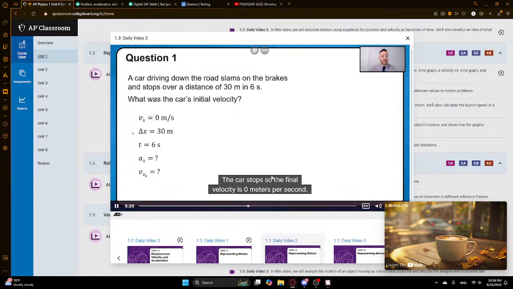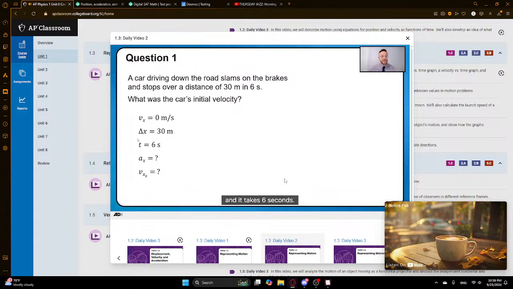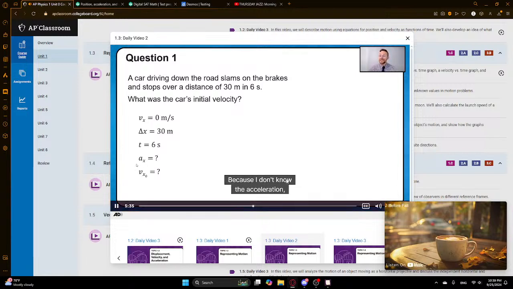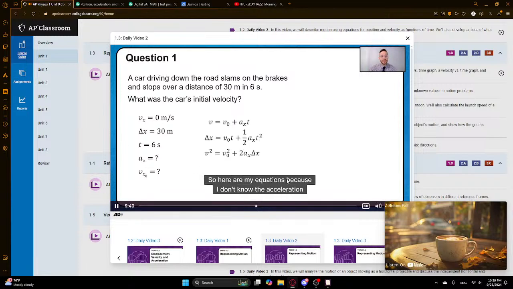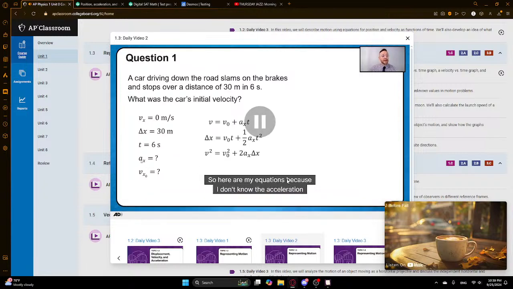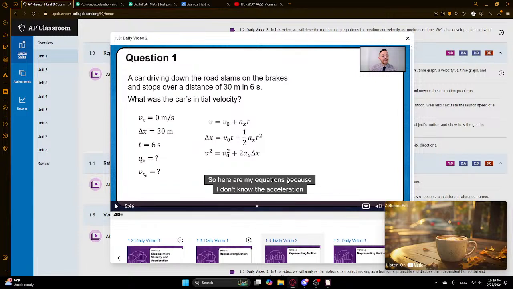It does all of this over a distance of 30 meters, and it takes 6 seconds. So I know these 3 pieces of information, but I don't know the acceleration, and I don't know the initial velocity. Because I don't know the acceleration, this just got complicated. So we're going to look at solving this problem in 2 different ways. The first way is completely algebraically using the equations. So here are my equations, because we're given our equations on the exam. Acceleration is unknown, and initial velocity is unknown.